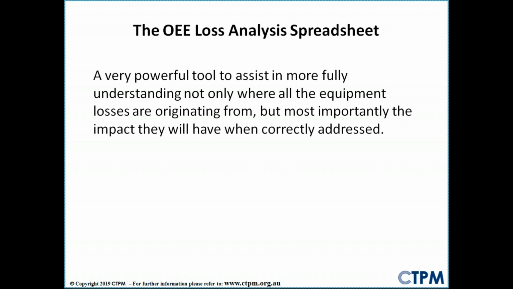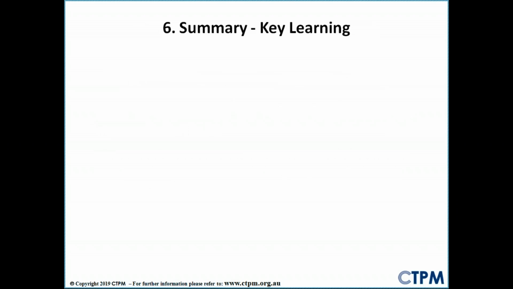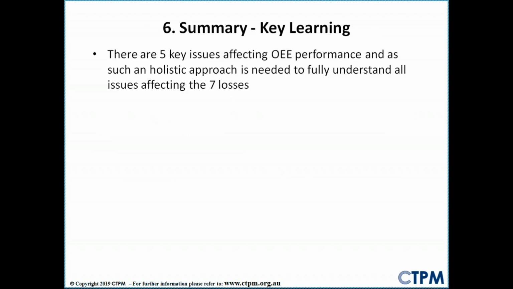It's a very powerful tool to assist in more fully understanding not only where all the equipment losses are originating from, but most importantly, the impact they will have when correctly addressed. The spreadsheet consists of 8 interlinked sheets and uses a bottling line example to demonstrate how it should be used. So again, part 2.